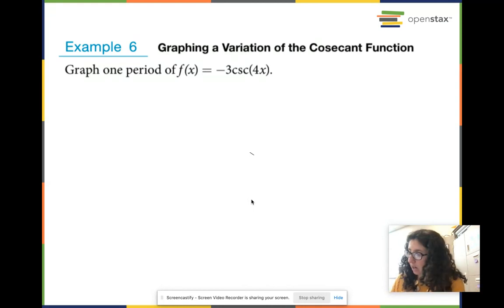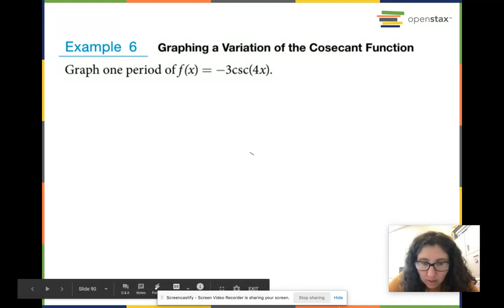-3 cosecant of 4x. All right, so I'm just going to write this as -3 sine of 4x, since sine and cosecant are inverses. So this is what I'm going to graph. Amplitude 3, there's a vertical reflection, and a period of 2 pi divided by 4, which is pi halves. Okay, no shift, so that's nice.